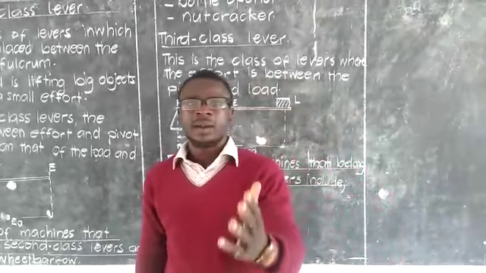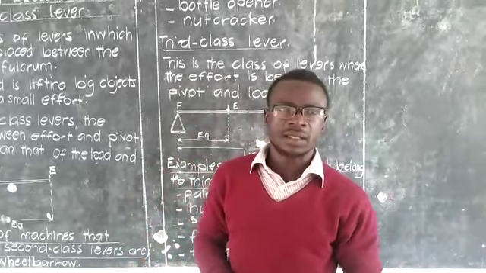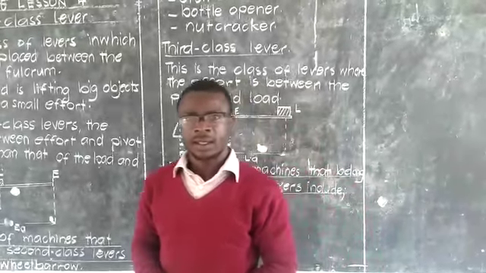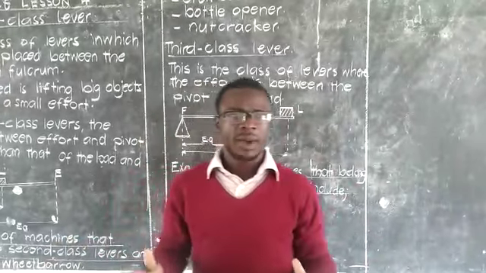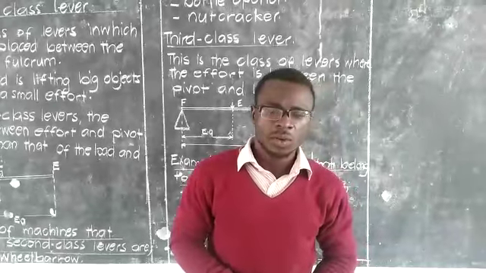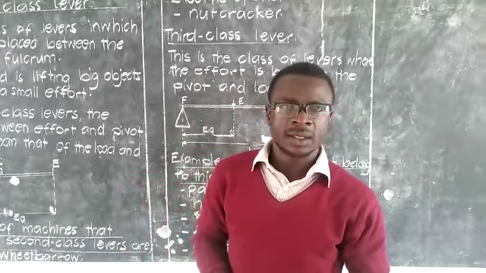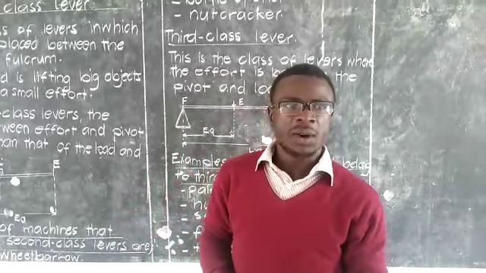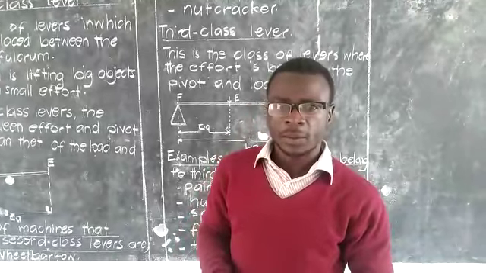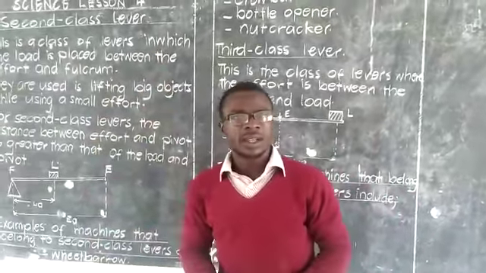Yes, welcome. This is lesson 4 of science under the topic machines and friction. In our lesson 3, we looked at levers and we defined levers as a rigid bar turning freely at a fixed point called pivot or fulcrum. We went ahead and classified levers, where we talked about first class lever, second class lever, and the third class lever. In our lesson 4, we are going to look at second class levers.